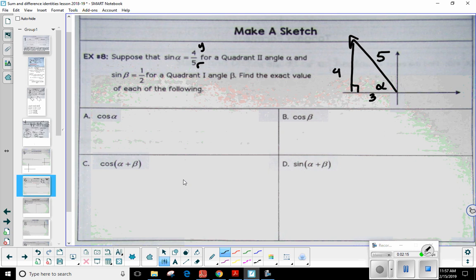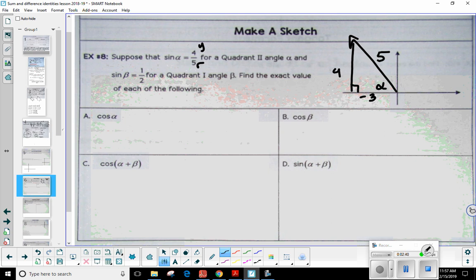No? Now, there is just one thing. What am I missing? And it's on that 3. It has to be what? No, the 3 would have to be negative. Okay, because what quadrant are we in? 2. Okay, so that's where x is negative. All right. And we're also told that beta is in what quadrant?